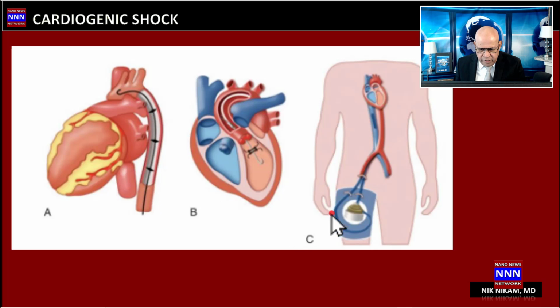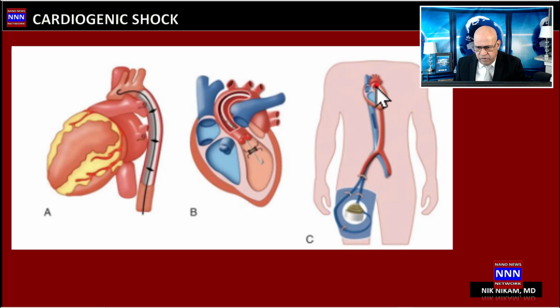which is inserted through the groin. Then we have the Impella, which is also inserted from the groin, but it's going to need a much bigger size bore, such as 22 French. You may even have to do a cut down. And of course, we have the TandemHeart, where a catheter is inserted into the left atrium.